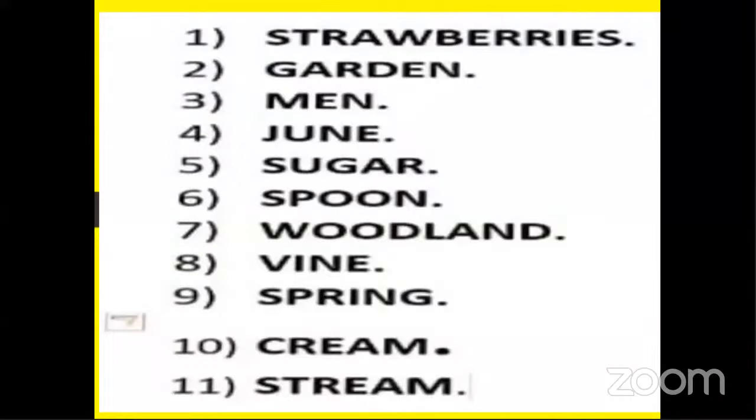Strawberries. Number two, garden. Number three, men. Number four, June. Number five, sugar. Number six, spoon. Number seven, woodland. Number eight, vine. Number nine, spring. Number ten, cream. Number eleven, stream. So these are all the dictation words which you have to write down in your notebook and show to your teachers.